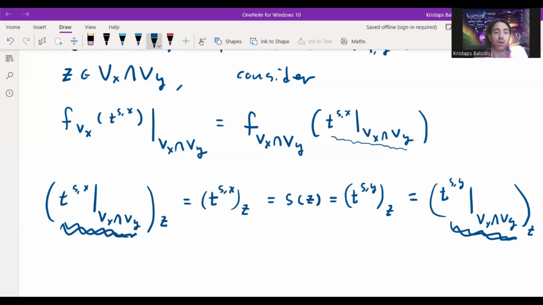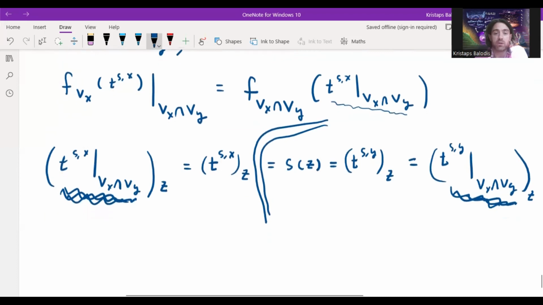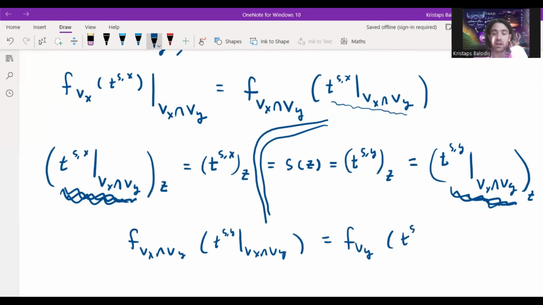And so, of course, then applying the same map, right? If this thing on the left is equal to this thing on the right, then that means, of course, that if I just apply the same map, I have to get the same thing. So this is t S y restricted to V x intersect V y. And then that is F at V y, t S y restricted to V x intersect V y.